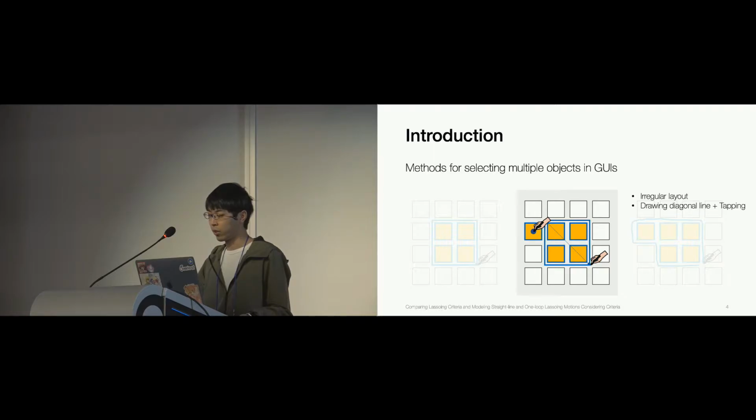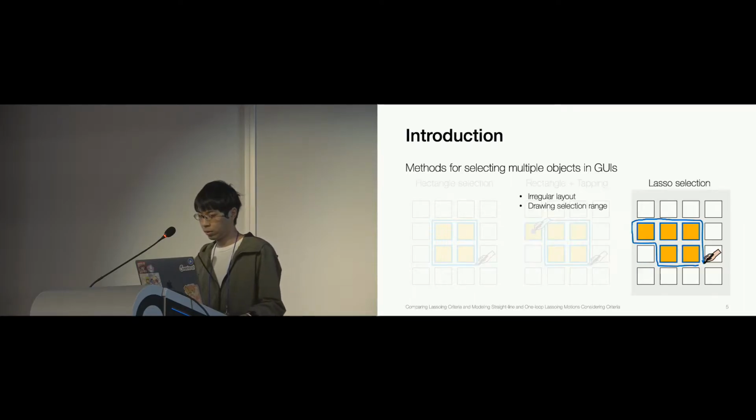When selecting objects arranged on an irregular layout, users also use tapping in combination with the rectangle selection. The users use the rectangle selection and then select the remaining object by tapping. Another option is lasso selection. In the lasso selection, the stroke drawn by users is the selection range, so the users select objects by enclosing the object.